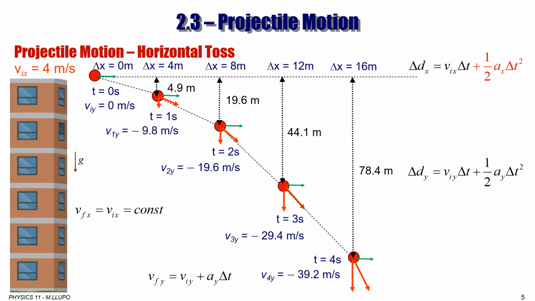So, in other words, we can say that vertically is going to be exactly like that, as if the horizontal component doesn't exist at all. So they are totally independent from each other. The only thing that they have in common is time, 4 seconds, 3 seconds, 2, 1, 0. That means time of flight, time of motion.